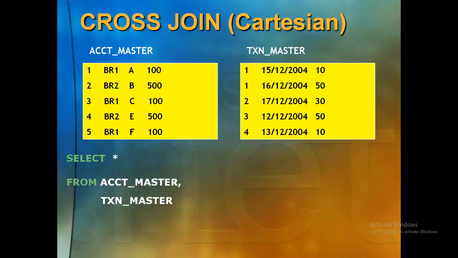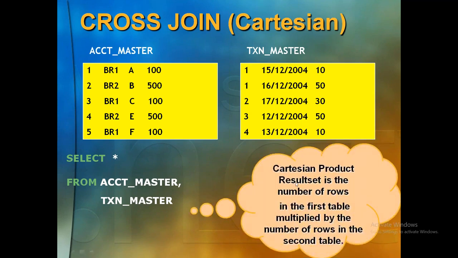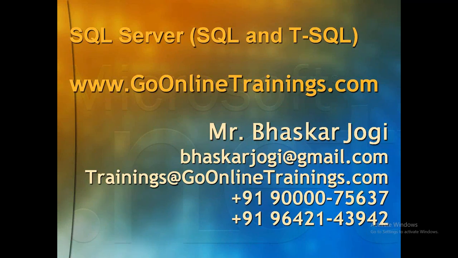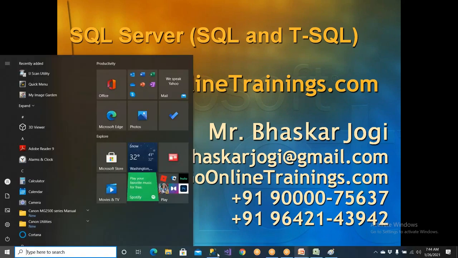So what is a cross join? The cross join always will give you a Cartesian product. The result set is the number of rows in the first table multiplied by the number of rows in the second table. Number of rows: 1, 2, 3, 4, 5. 1, 2, 3, 4, 5. 5 into 5, 25 rows you will be able to get. Cross join, or it is also called a Cartesian product. In real time, we are going to be using it in many cases. Clear? One more thing is left, that is self join, that we'll discuss tomorrow. Am I clear?